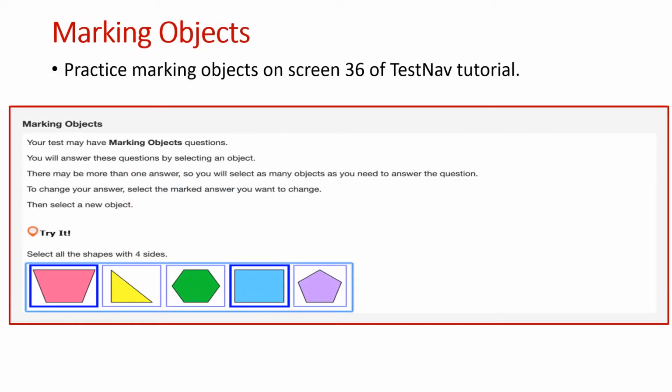In the lower grades, students may be asked to mark objects. They may also be asked to mark points on a plane or number line. There is an exercise for practicing marking objects on screen 36 of the TestNav tutorial. This is very simple, so you would only practice marking objects with students in the lower grades. For students in the higher grades, you may want to practice marking number lines and plotting coordinate plane points on the practice tests.